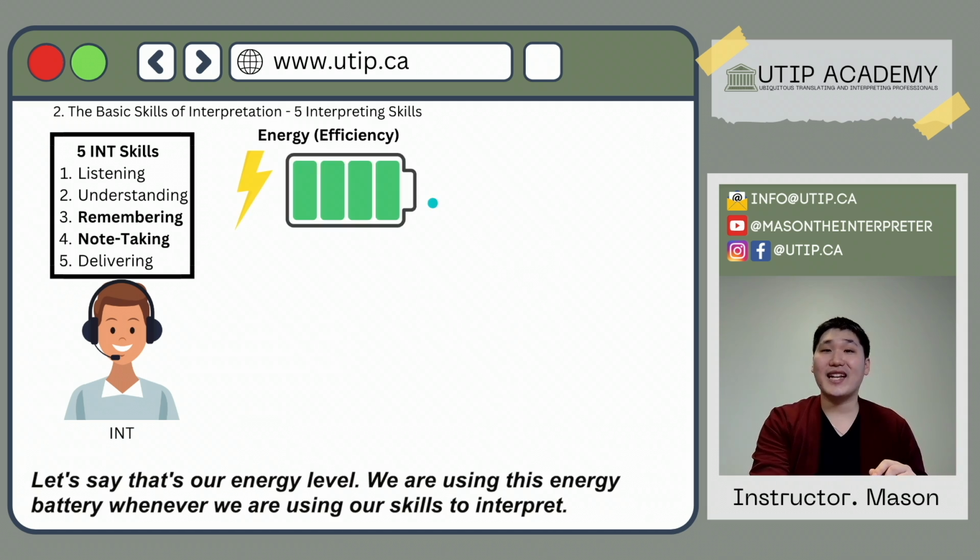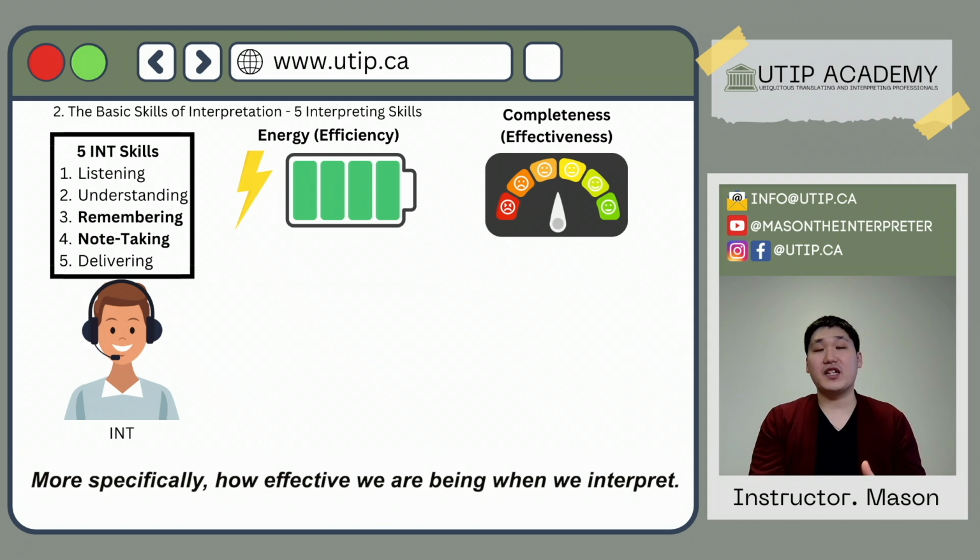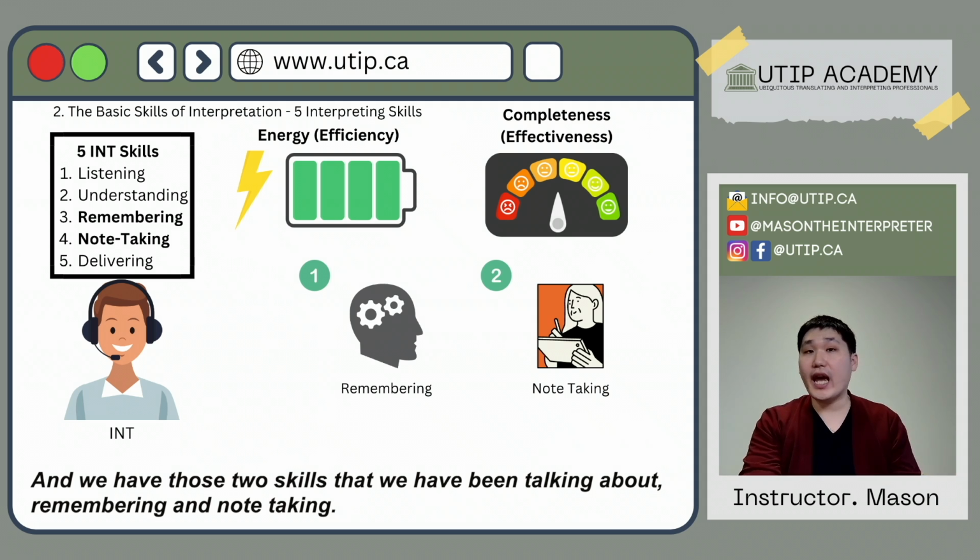Let's say that's our energy level. We are using this energy battery whenever we are using our skills to interpret. We also have the scale that shows the completeness of our rendition, more specifically, how effective we are being when we interpret. And we have those two skills that we have been talking about, remembering and note-taking.